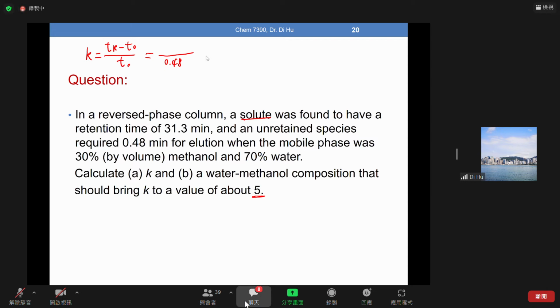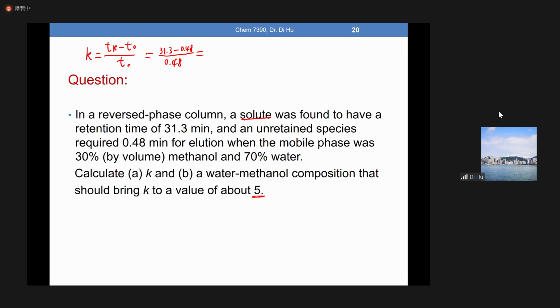What is TR? Can anyone tell me the TR? Yes, very good. So 31.3. Let's put it here, 31.3 minus 0.48. And we can calculate the K value. What's your answer? I got 64, okay? So we already got 64. Now we know the K value, so we have answered the first question.